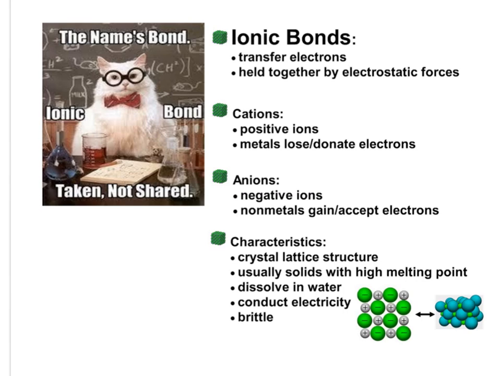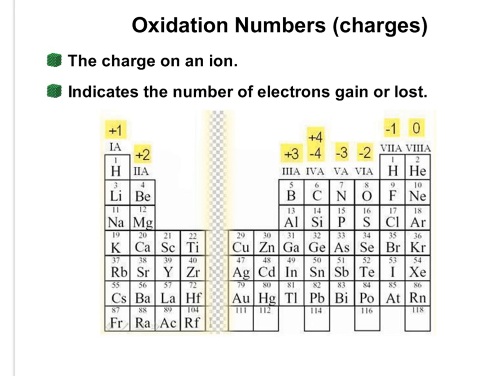So ionic bonds are the transfer of electrons. And so they have ions. You have cations and anions, and we went over those. Here are some characteristics of ionic bonds that y'all need to know. Now, we've labeled these charges on your periodic table. If you haven't done it, you need to do it right now, because you need to know these charges.